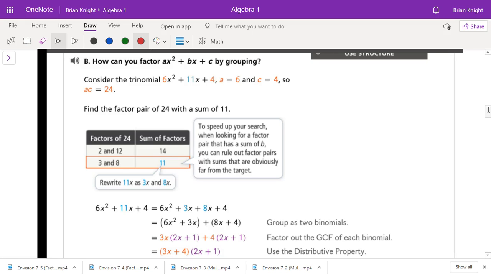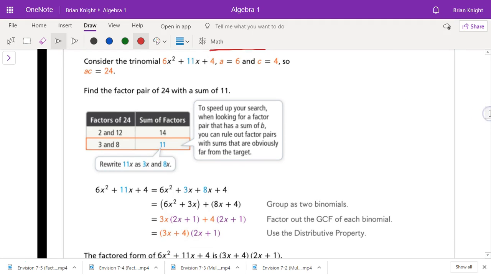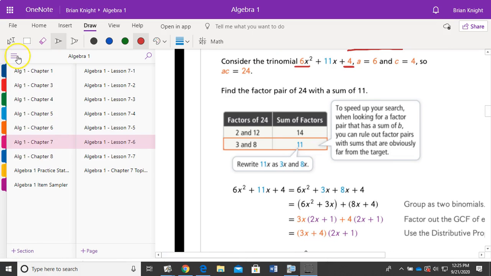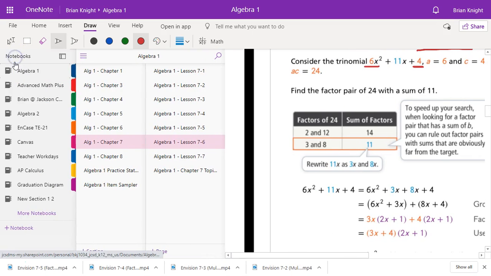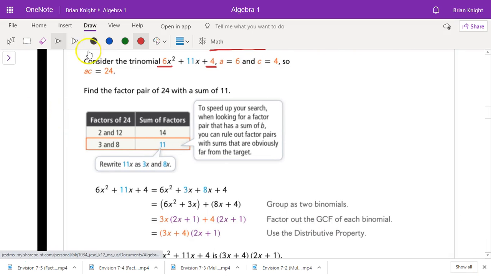So, we start by grouping. I'm going to write it over here on my own because I want to show you what I'm thinking. So, like we talked about, we're going to multiply these two numbers, 6 and 4, together, and I get what? You multiply and get 24. I get 24.